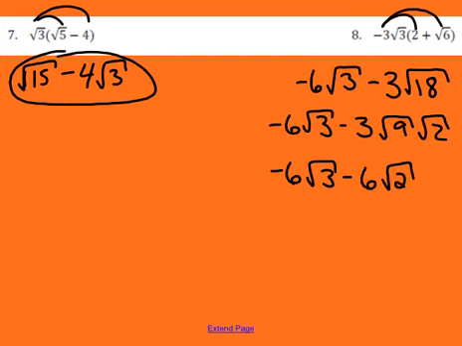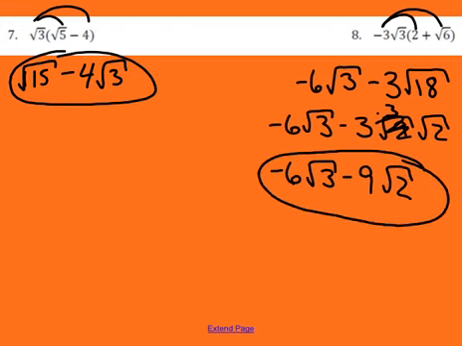And that's incorrect. Alright. Square root 9 scribbled out is 3. 3 times 3 is 9 square root 2. Now this is like subtracting x and y here. Square root 3 and square root 2 don't go together, so you are done there.